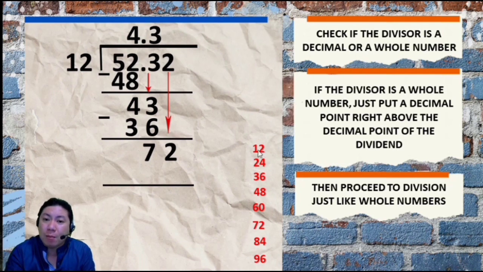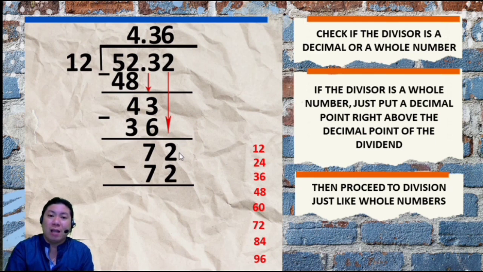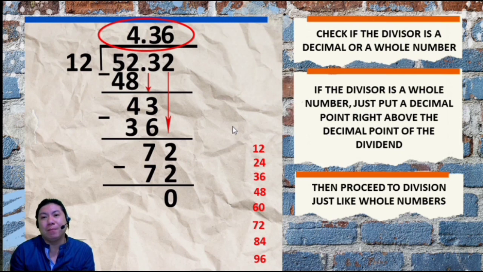Again, pupunta tayo dito sa ating guide. We are looking for a number the nearest lower or equal to 72. So we're looking for 72. There, no? Meron tayong eksaktong sagot, and that is 1, 2, 3, 4, 5, 6. No? And the quotient is 6. 6 times 12, obviously, alam naman na natin, 72. Subtract them, 72 minus 72 is 0. And our final quotient is 4 and 36 hundredths.